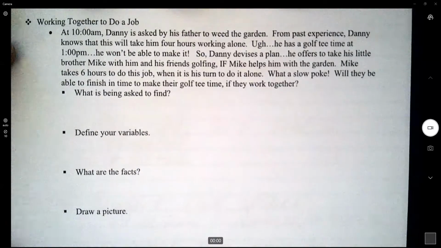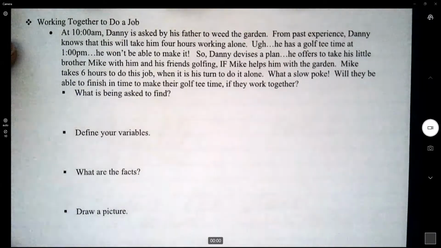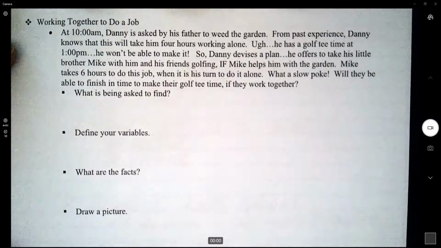Ugh, he's got a golf time at 1 p.m. Obviously, he won't be able to make it. So Danny devises a plan. He offers to take his little brother Mike with him and his friends to go golfing if Mike helps him with the garden. Mike usually takes 6 hours to do the job alone when it's his turn. He's a slowpoke.